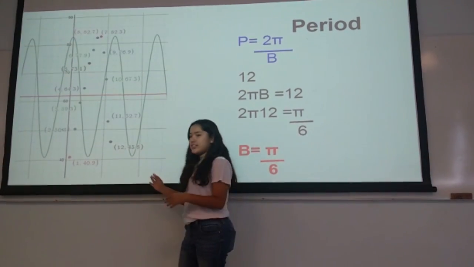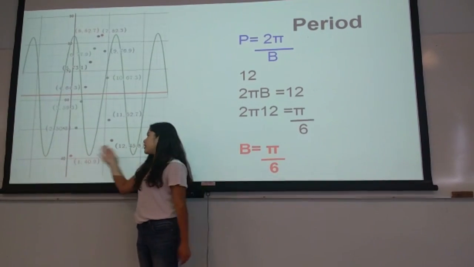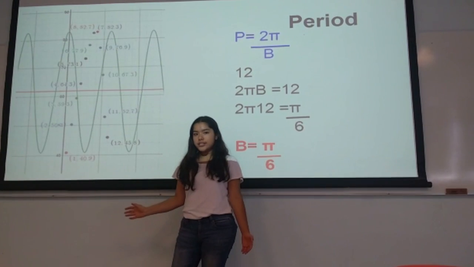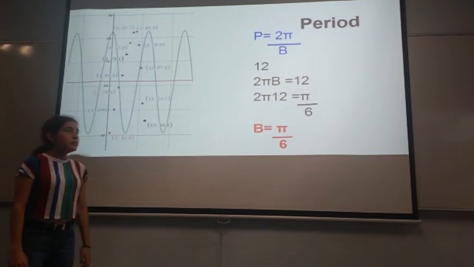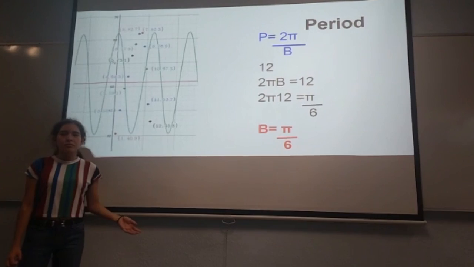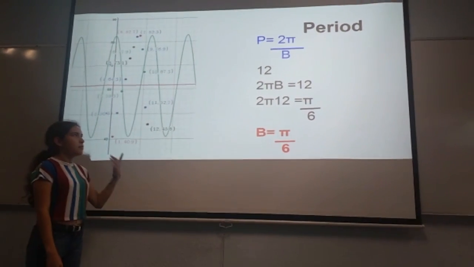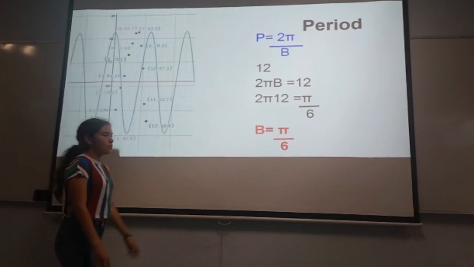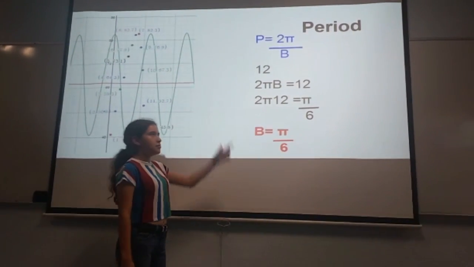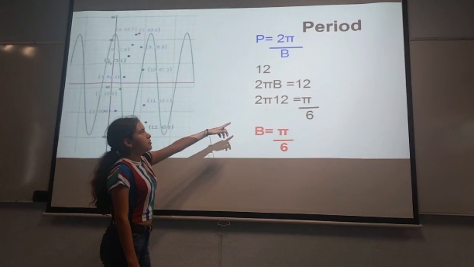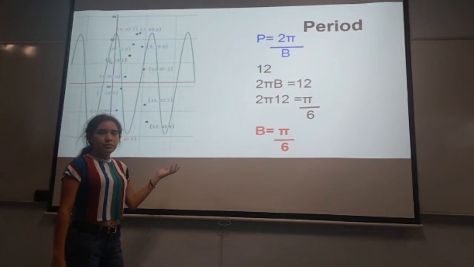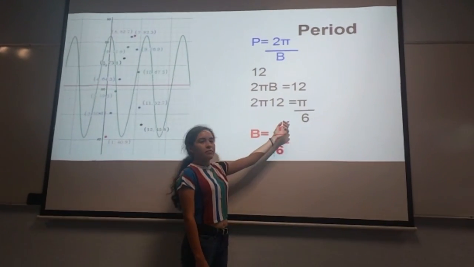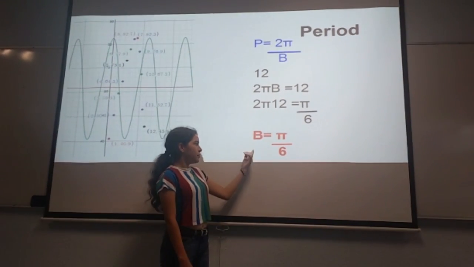Next, we find the period, which is the number of units from the start of the graph to its end, which in this case is 12 units, as well as the number of months in a year. And the first horizontal transformation, we are going to find it by using our period, that is the letter B. So using the formula, we put our period under 2 pi, so then we simplify and we get pi over 6. So this is our letter B.